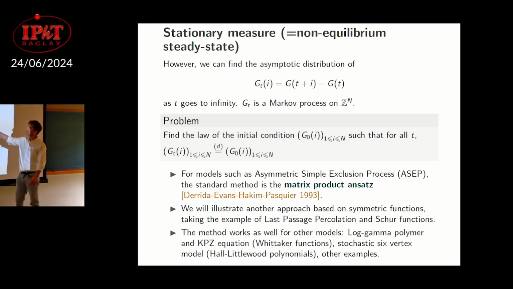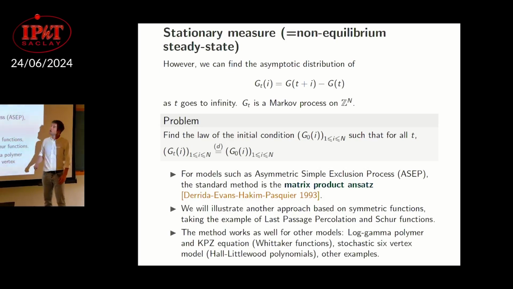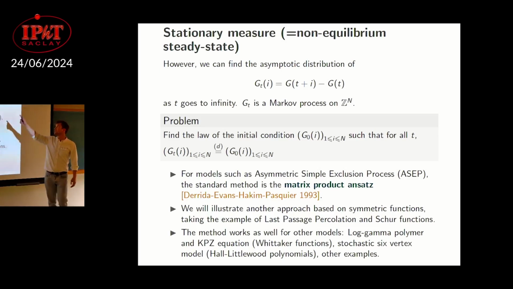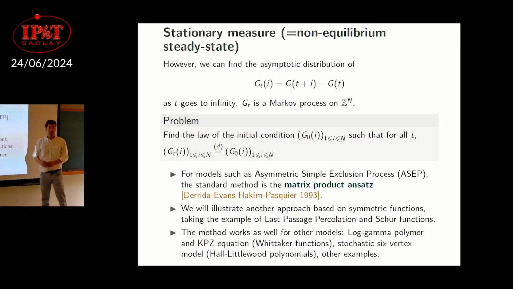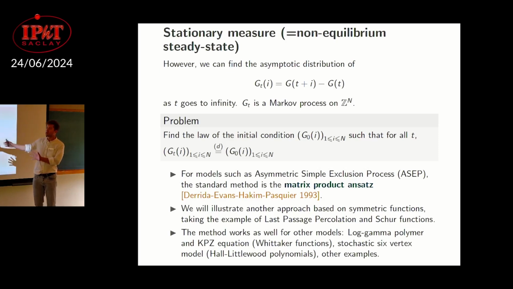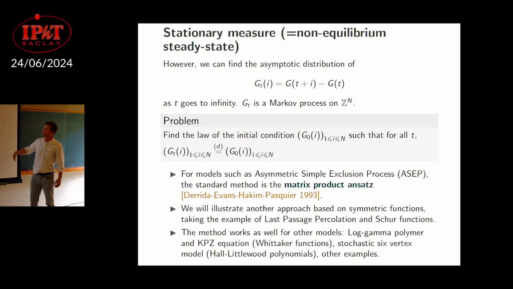Here, it would be a little bit more difficult to apply because this difference G(t, i+t) minus G(t, t) can be unbounded, anything in Z. So we will have a more complicated matrix product ansatz, but I will explain at the end of the talk that the method that I will explain, which is based on symmetric functions, is not that different from this matrix product ansatz. And another advantage is that I will present a method related to Schur polynomials, which works very well for other models.